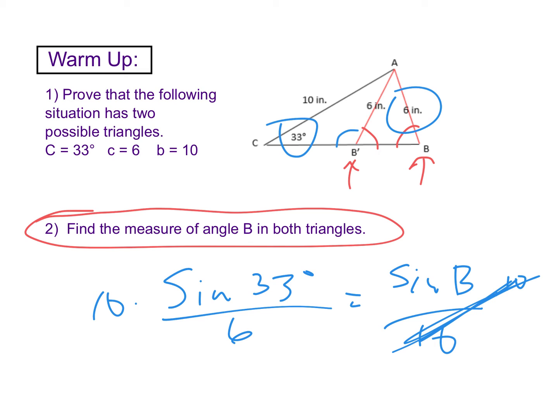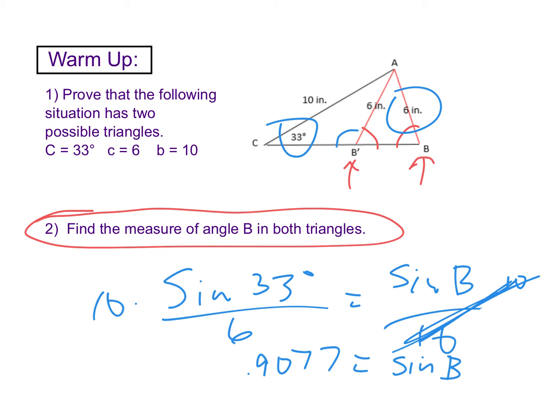It's kind of dumb to reduce this because I'm just going to use the calculator, so I'm not going to reduce it. Try to be smart about it. 10 times sine 33, and then divide that by 6. And I got 65.9077. Does that ring a bell for you guys? Did you get that as part of the problem?